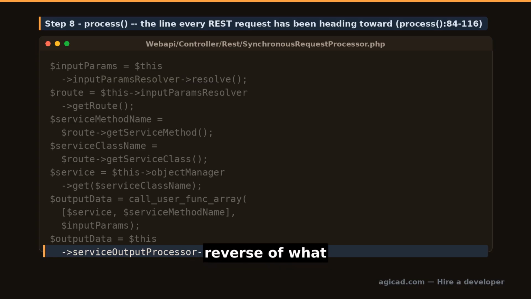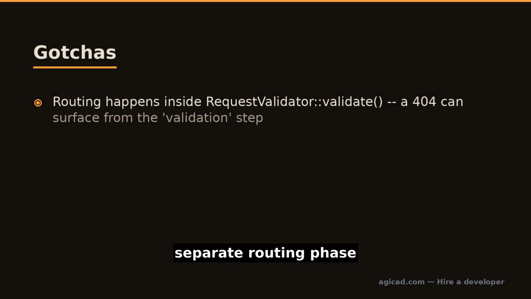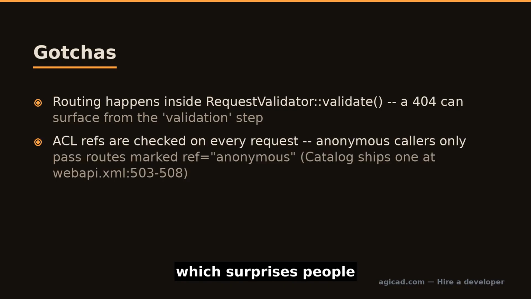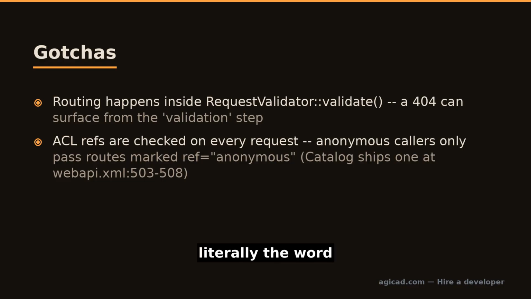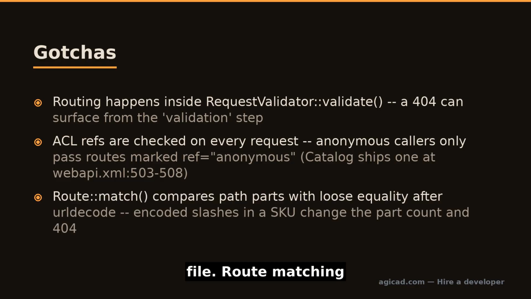A few things trip people up here. Routing runs inside the RequestValidator's validate method, not in a separate routing phase, so when an endpoint 404s, the exception originates in what looks like a validation step, which surprises people reading stack traces. Anonymous callers only pass routes whose resource ref is literally the word anonymous. Catalog ships exactly 1, the product's render info endpoint near the bottom of its webapi.xml file. Route matching splits on slashes before URL decoding each part, so a sku containing an encoded slash changes the part count and the route silently stops matching, a classic invisible 404.